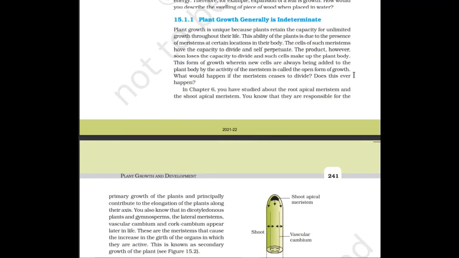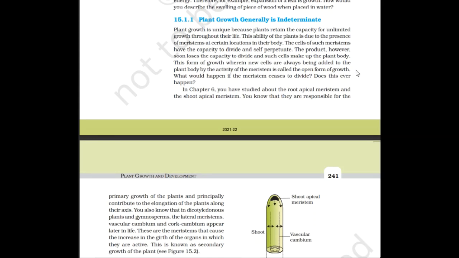Plant growth generally is indeterminate. Plant growth is unique because plants retain the capacity for unlimited growth throughout their life. This ability of the plant is due to the presence of meristems at certain locations in their body. The cells of such meristems have the capacity to divide and self-perpetuate. The product, however, soon loses the capacity to divide, and such cells make up the plant body. This form of growth, where new cells are always being added to the plant body by the activity of the meristem, is called the open form of growth.